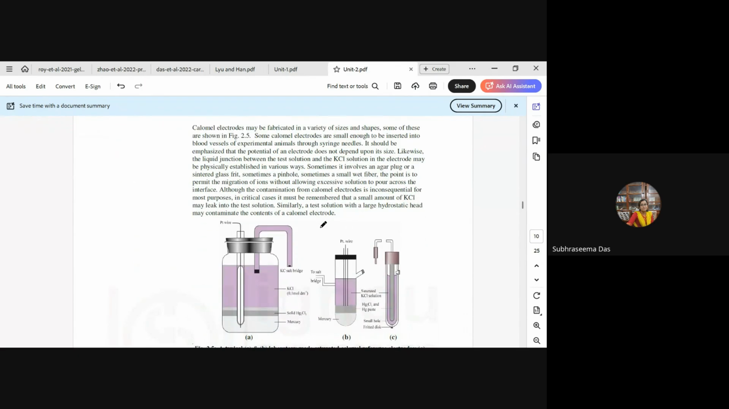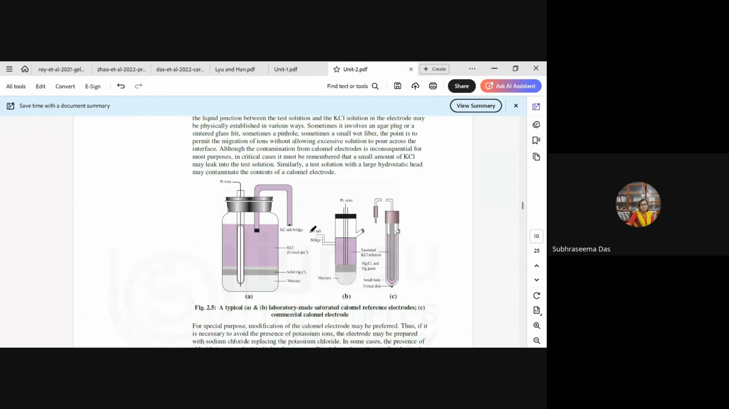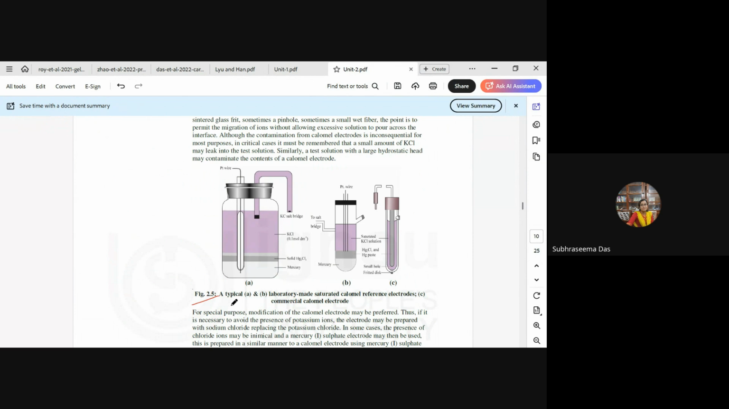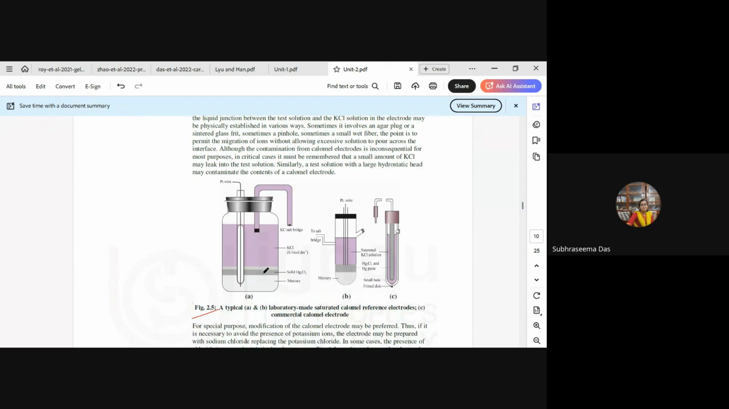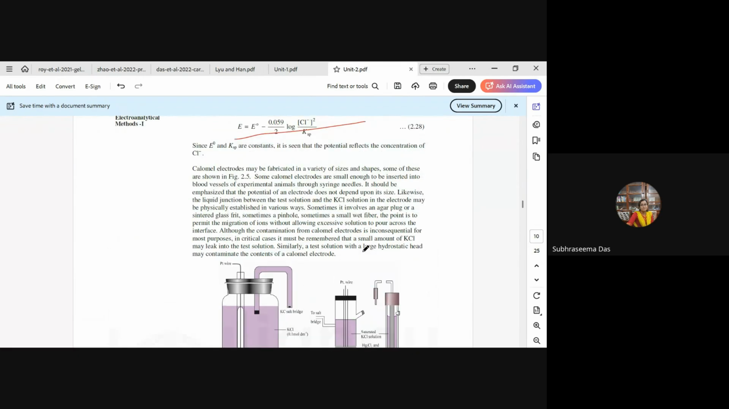The calomel electrode can be fabricated in different shapes and sizes. Some of the commonly used calomel electrodes are shown in figure 2.5. The first one, 2.5a, is a laboratory-made saturated calomel reference electrode, and the third is the commercial calomel electrode. It should be emphasized that the potential of an electrode does not depend on its size. Likewise, the liquid junction potential between the test solution and the KCl solution may be physically established in various ways. Sometimes it involves an agar plug or a sintered glass, and sometimes a pinhole.